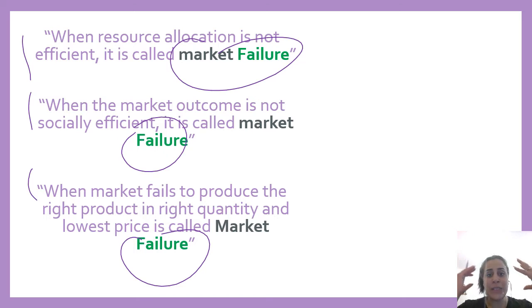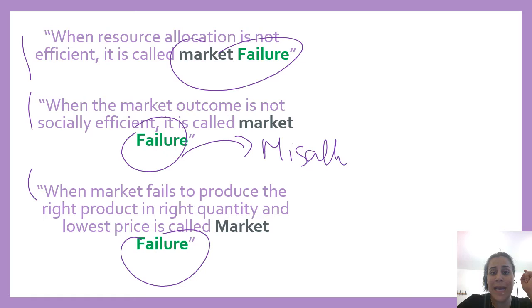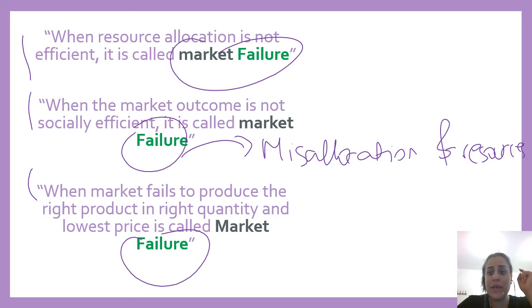Now, let us talk about this failure and what it would lead to. It would lead to two things. First, you need to keep in mind it is leading to something called misallocation of resources, which is when capital and labor are being poorly distributed. These are my resources. These are my factors of production. And the second one, it would lead to inefficient allocation.